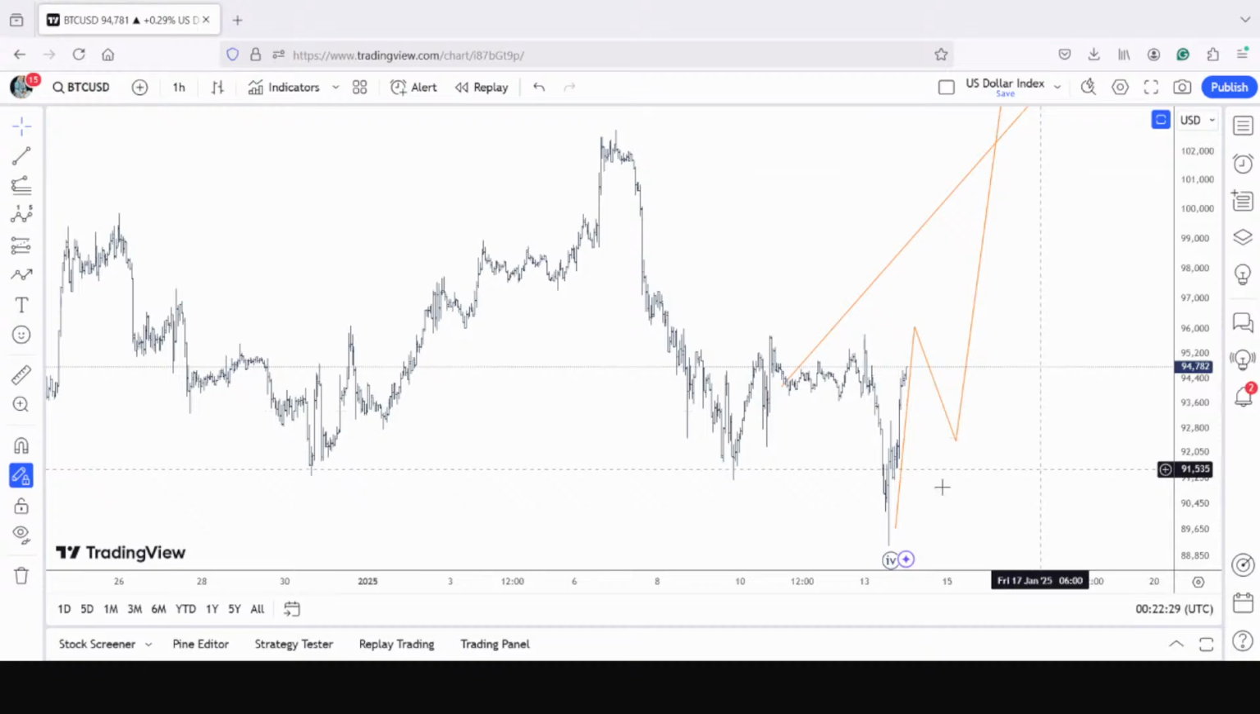Only sometimes what happens is if the third wave is so aggressive, so powerful, it can take not one but a couple of resistances. Sometimes it goes straight higher. In that case, we can't do anything.